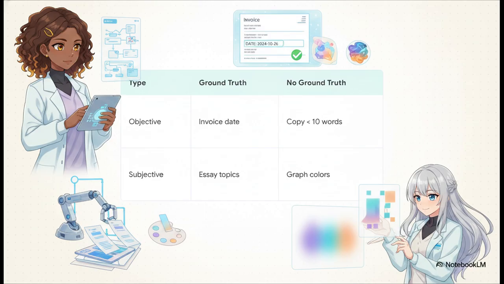Think about it. If you want an agent to extract a date from an invoice, well, that's objective with a ground truth. It either matches the invoice exactly or it doesn't. Simple. But what if you want an AI to make an easy-to-read graph? That is highly subjective, with absolutely no exact ground truth. So you have to grade it on universal standards like color contrast and making sure the text doesn't overlap.